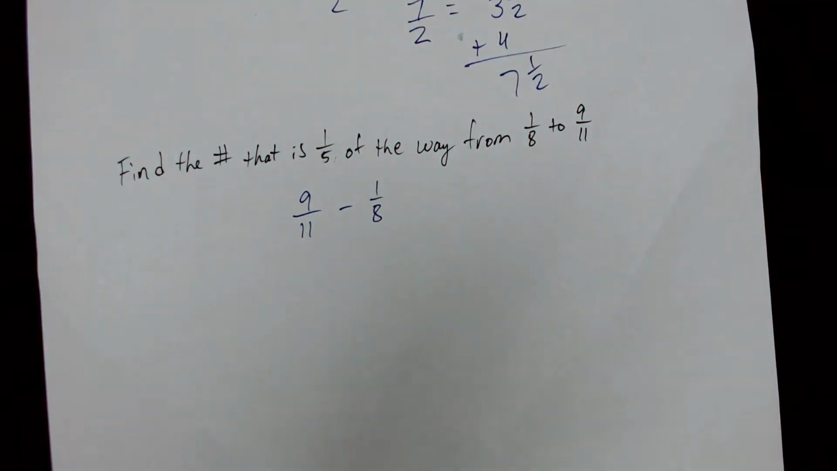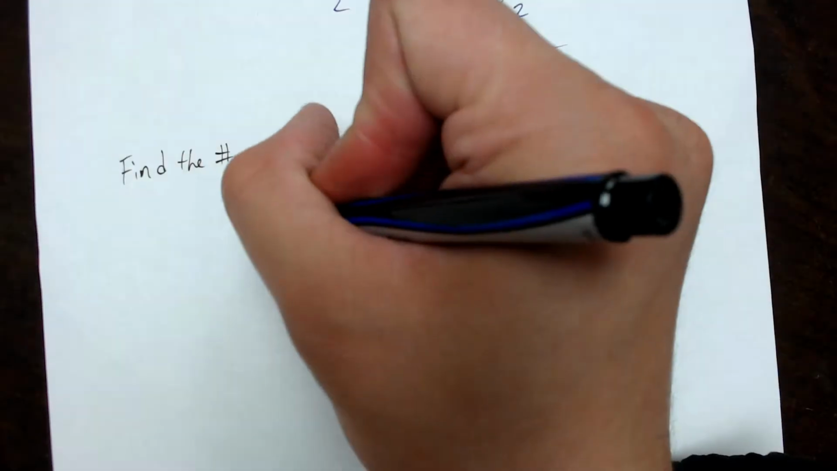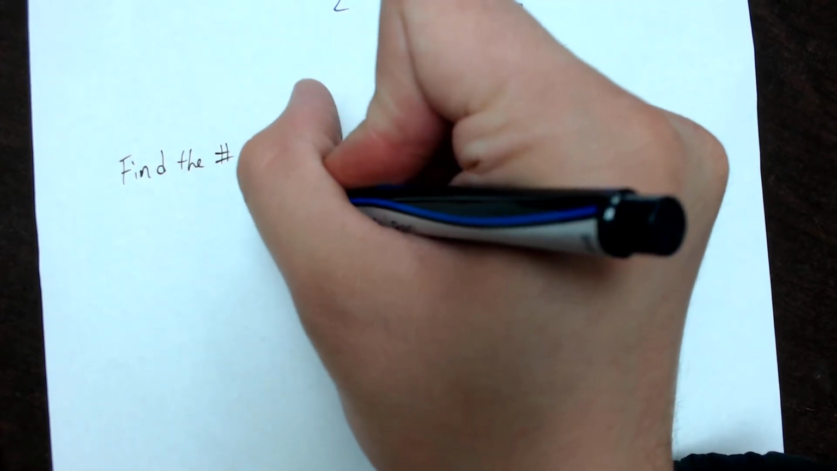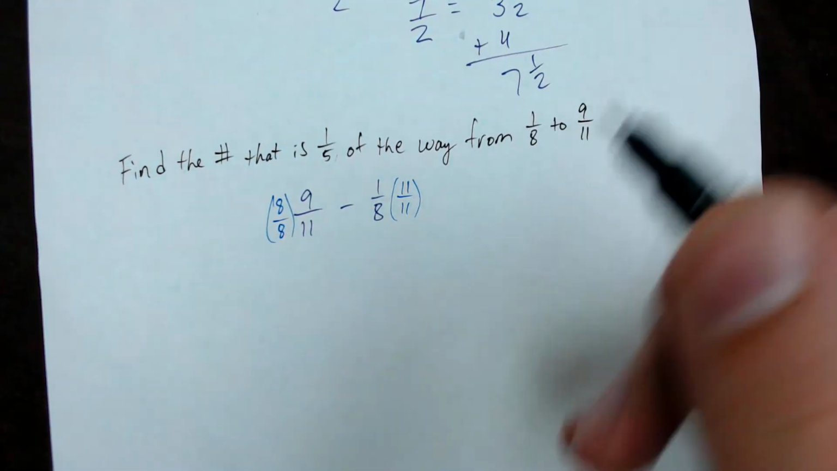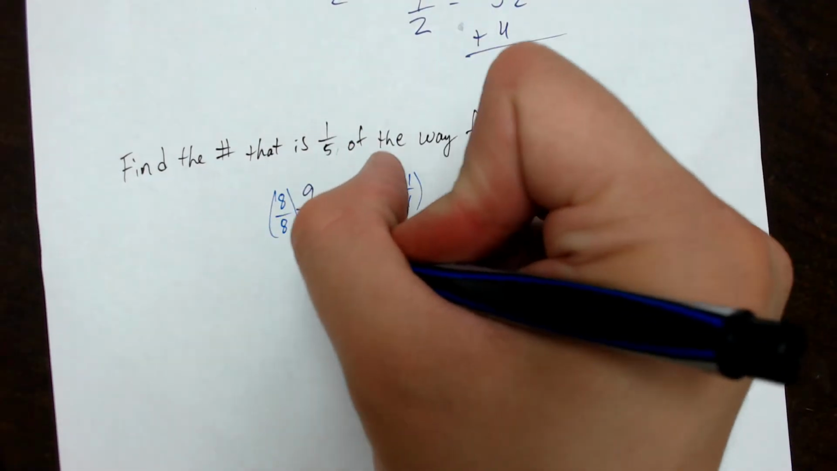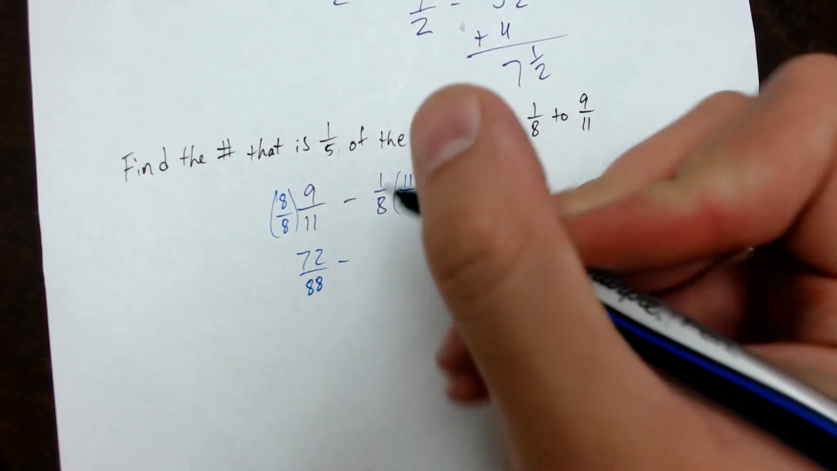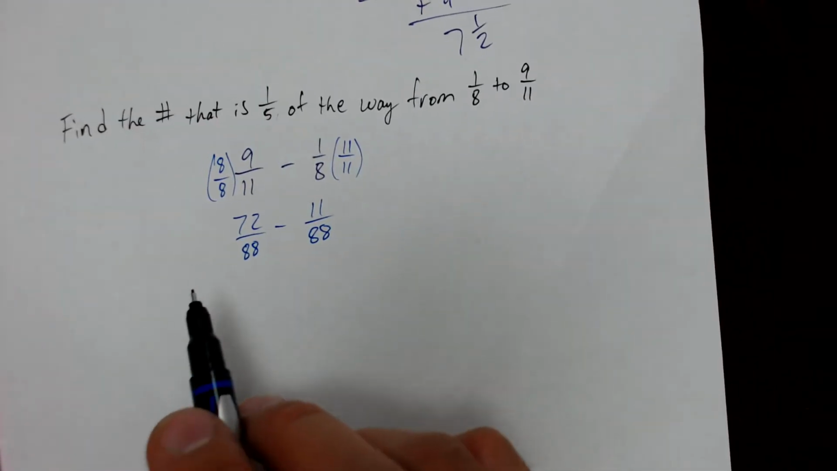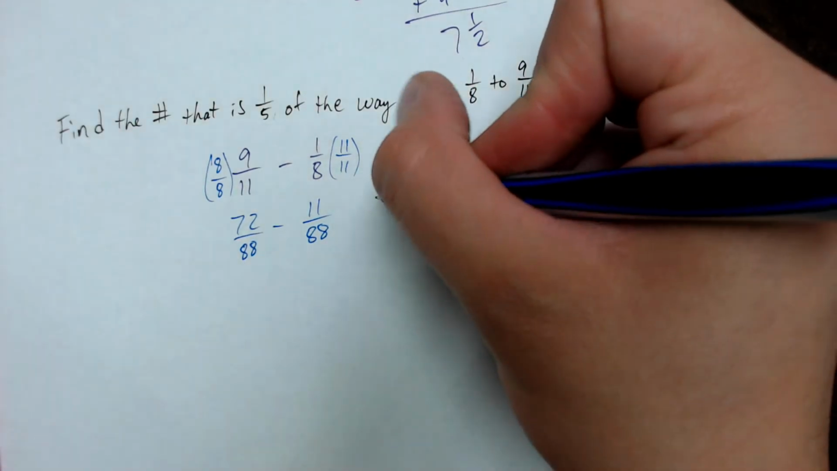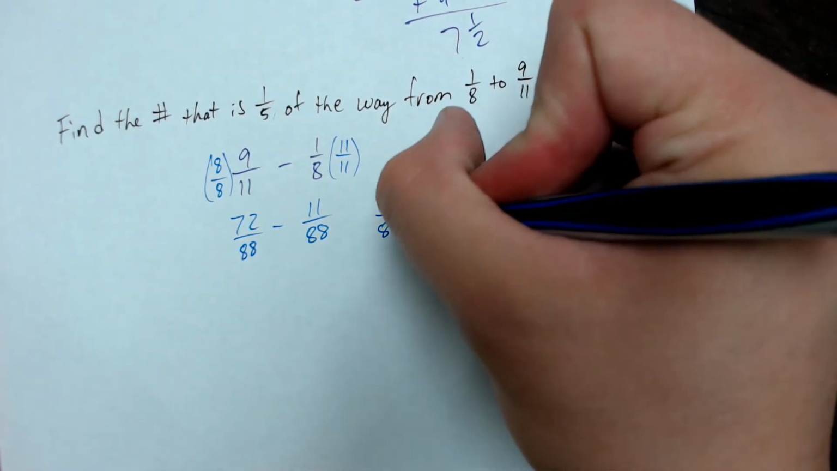Oh no, what are we going to do? We'll find the common denominator. It's obviously 88. You just have to multiply 11 and 8. It's no big deal. So this number gets multiplied by a value of 1 written with 8s. This one gets multiplied by a value of 1 written with 11s. So this becomes 72 over 88 minus 11 over 88. So 72 minus 11 is 61 over 88.